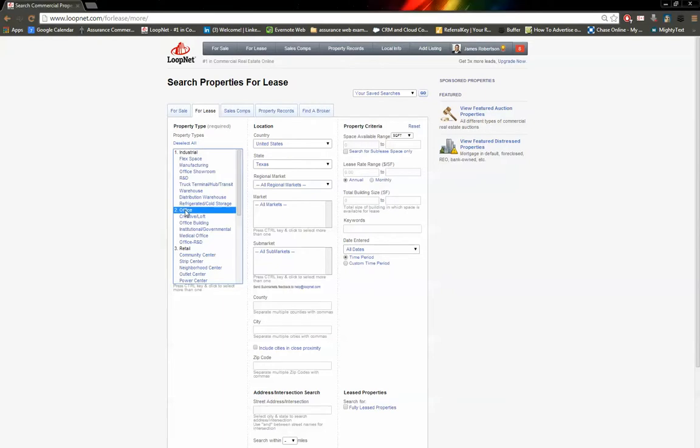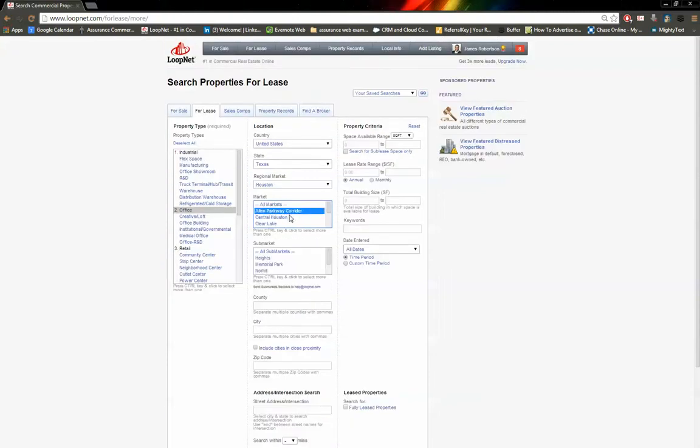So let's go ahead and click office, country, United States, state, Texas, regional market. Believe it or not, I usually leave this open. You can put Houston, so the map zooms you directly into Houston. As far as the market areas here, you can get familiar with these markets. Let's just go through them really quick.